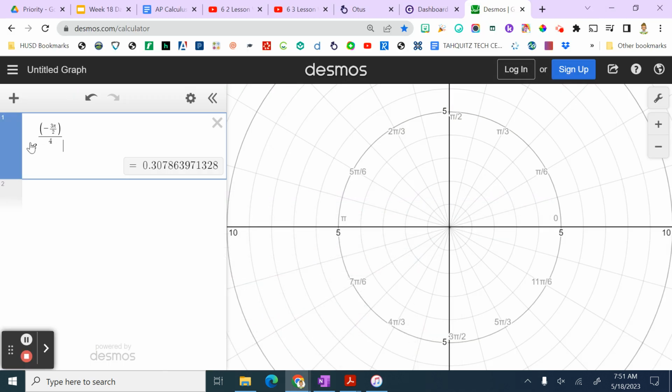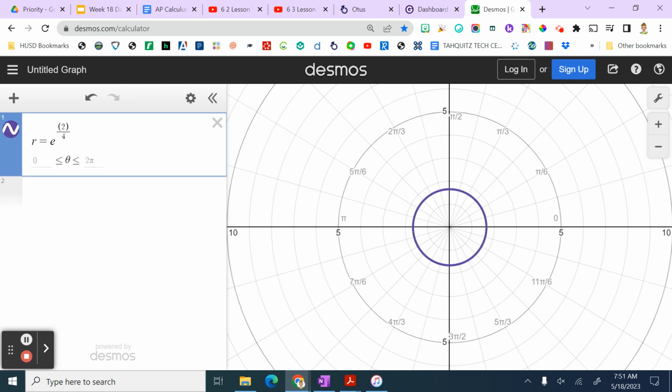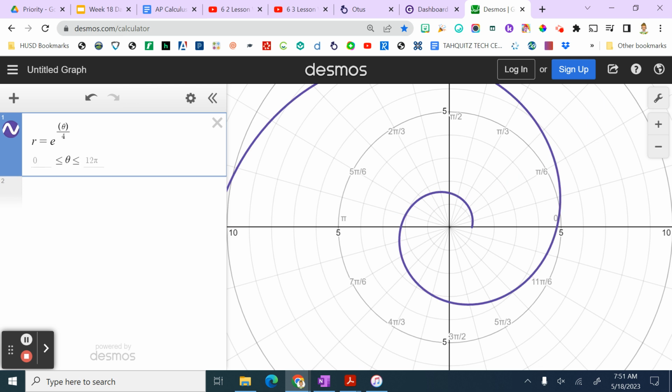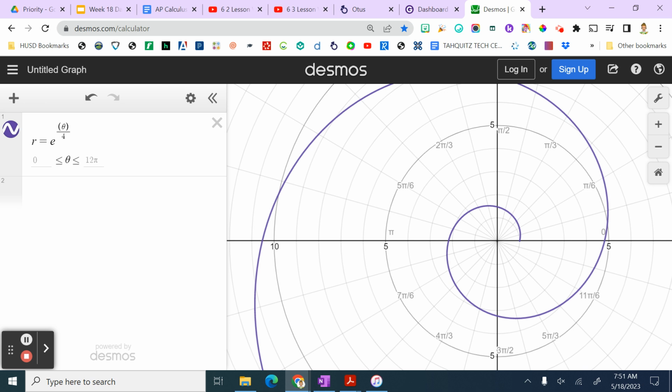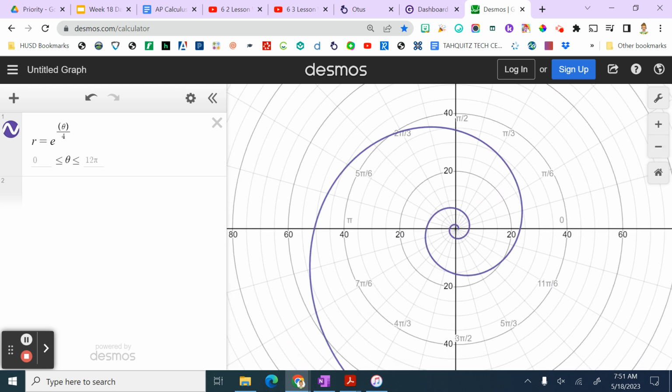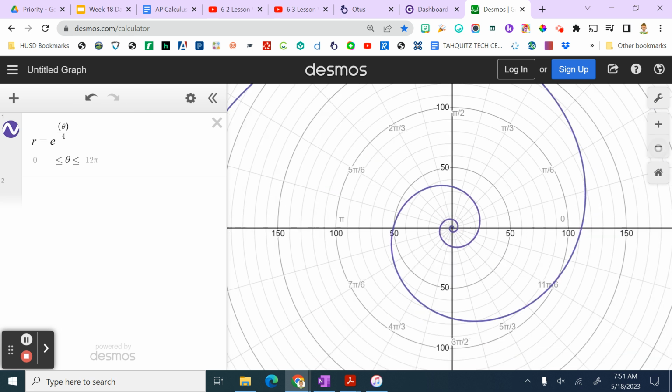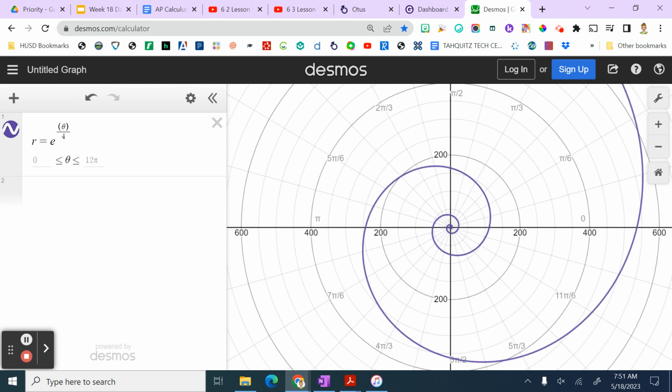Okay, so I'm going to just cheat off of this. Yeah, go ahead. R equals. I'm going to change my angle up here to theta. There we go. And it keeps going around and around and around. Look at how much I could zoom out, and it keeps going and going and going, right? Isn't that cool? All right. So those are the different types of, we've seen all the different types of polar graphs now.